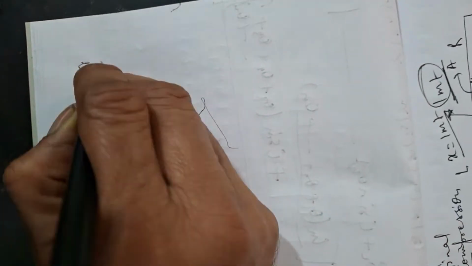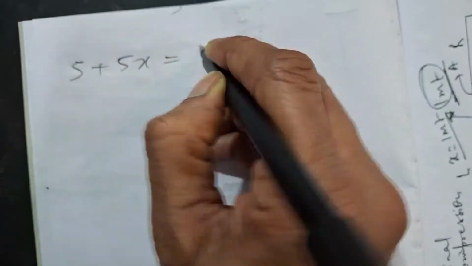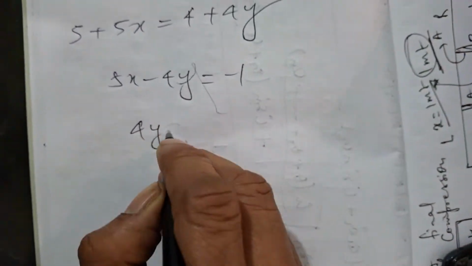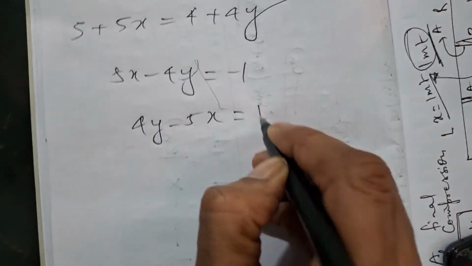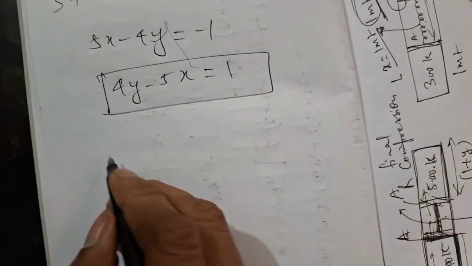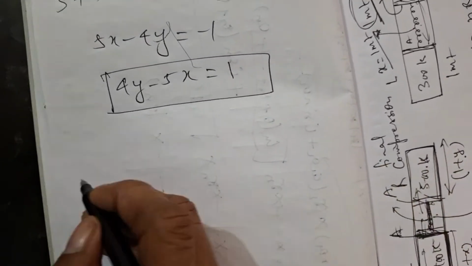So 5 plus 5x equals 4 plus 4y. So 5x minus 4y equals minus 1, or 4y minus 5x equals 1. This is the first equation. Okay, now take any other equation. So I am taking the first equation.